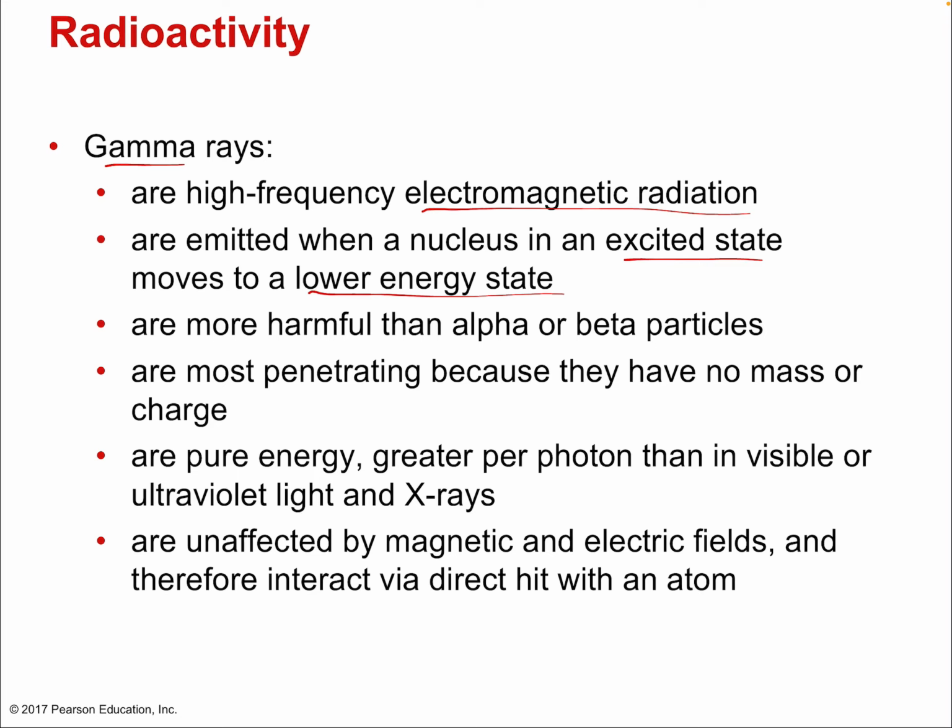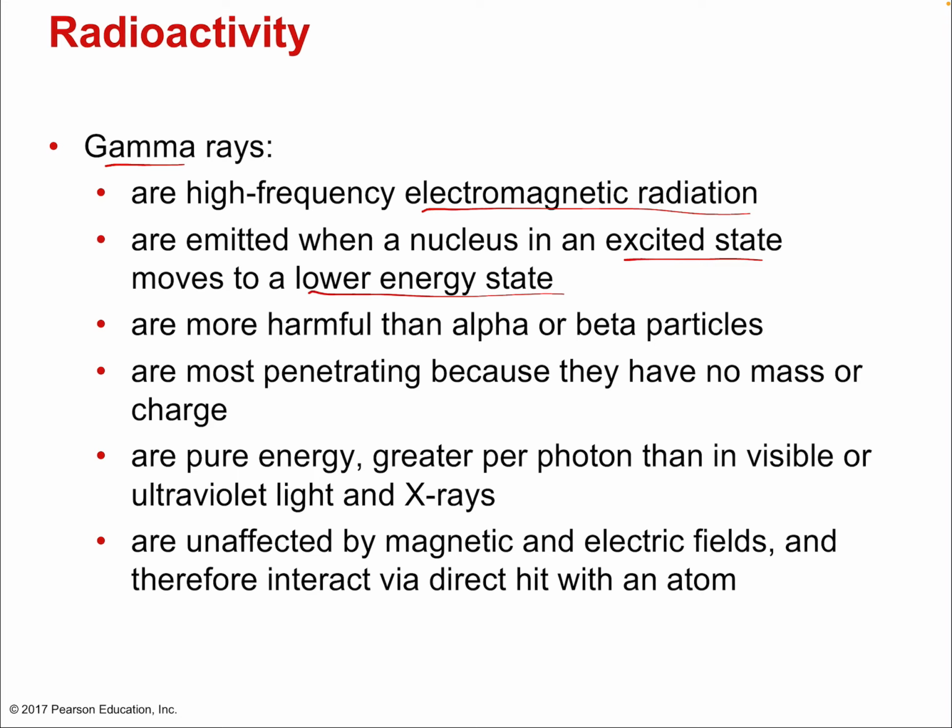So it's more harmful than alpha or beta, which is kind of counterintuitive because it's the least massive by far. In fact, it's massless. Light has no mass. And it's more harmful because it's able to penetrate so deeply. It penetrates very, very far. It has so much high energy. So, think about how UV light is harmful. It can give you a sunburn. Well, this is like UV light times 10,000. And so it's really, really harmful to humans, okay?